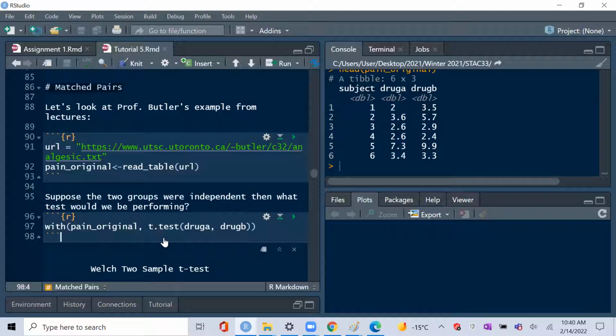So the with function is kind of like: provide a data frame and the expression you want. With is a function that allows you to perform a test given a data frame, right? So it's like, give the data frame you want me to look at and what expression do you want me to perform? Here it's a t-test. So I'm going to run this.